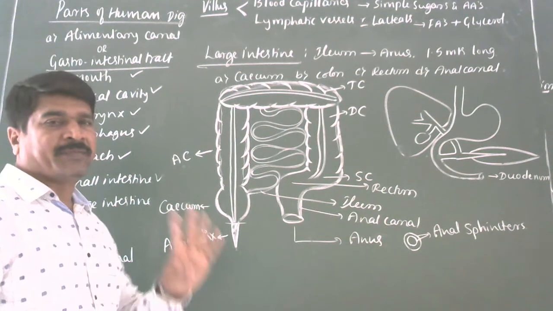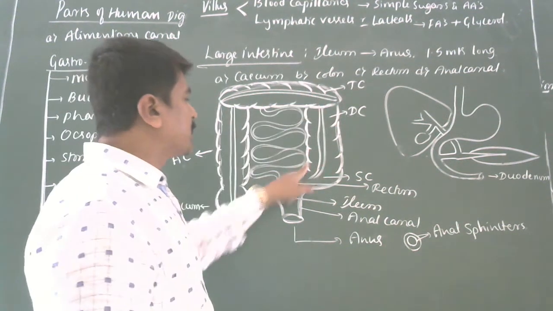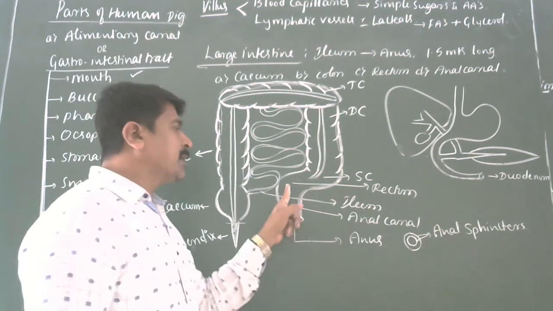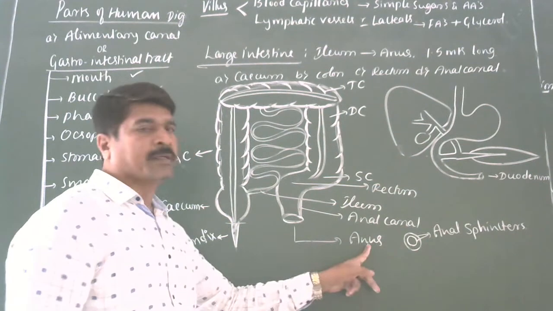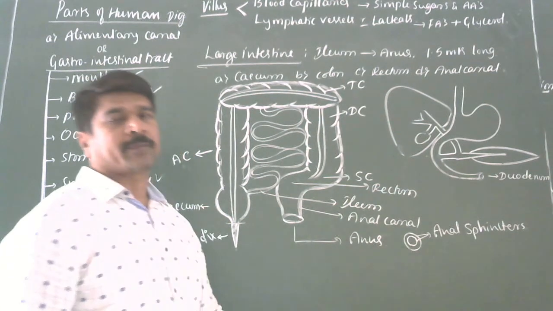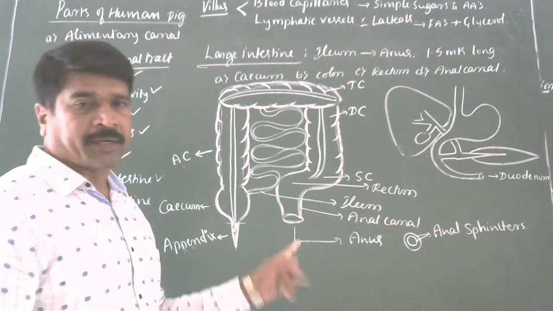Then colon is divisible into 4 parts: ascending colon, transverse colon, descending colon, sigmoid colon. Sigmoid colon continues as rectum, leads into anal canal, opens out by anus. Anus is guarded by two ring-like muscles called anal sphincters. Got it? Know what I'm telling you? I think it is very clear for you.